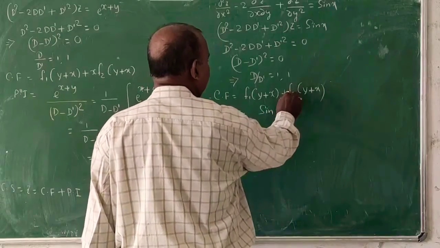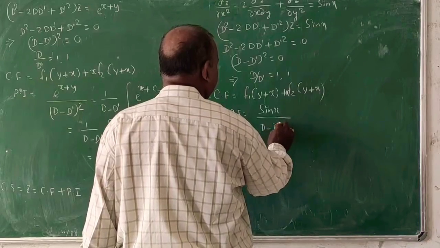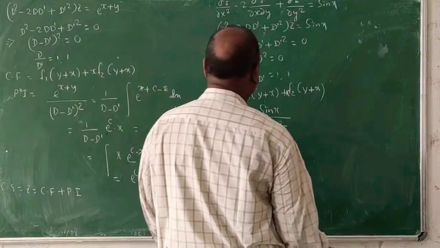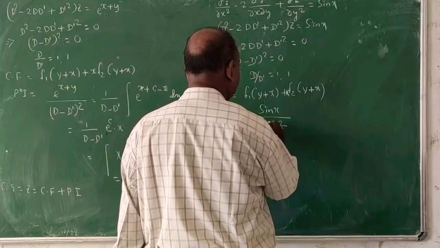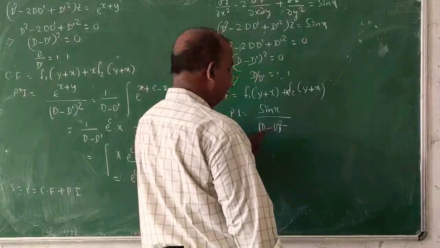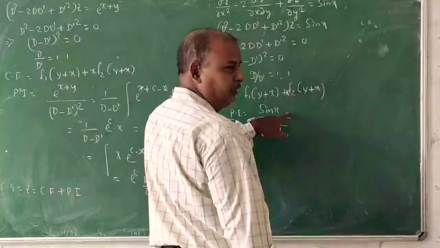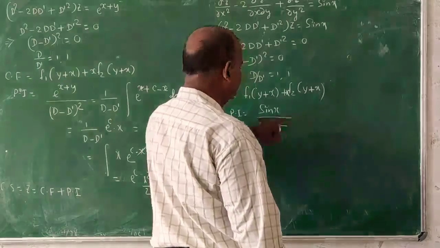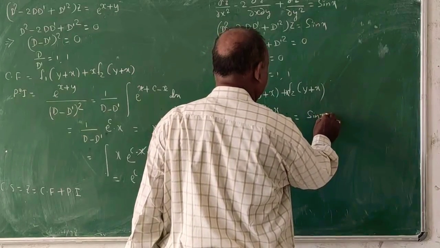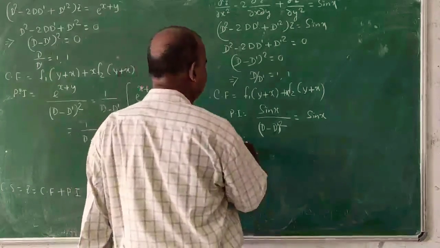This is sin x divided by d minus d dash whole square. Instead of d you substitute 1. Instead of d dash you substitute 0. Because for x plus y, a is 1, b is 0. So I got sin x by 1 square, which is 1. So you got sin x.